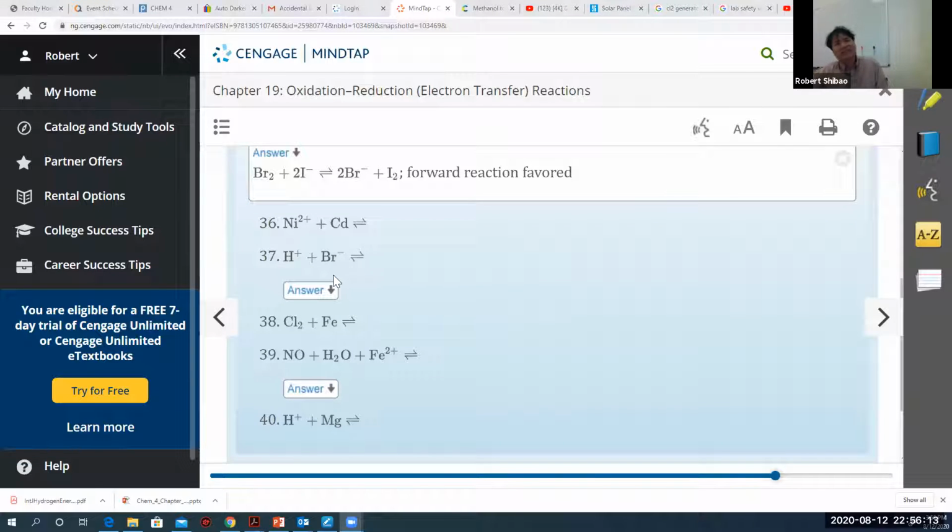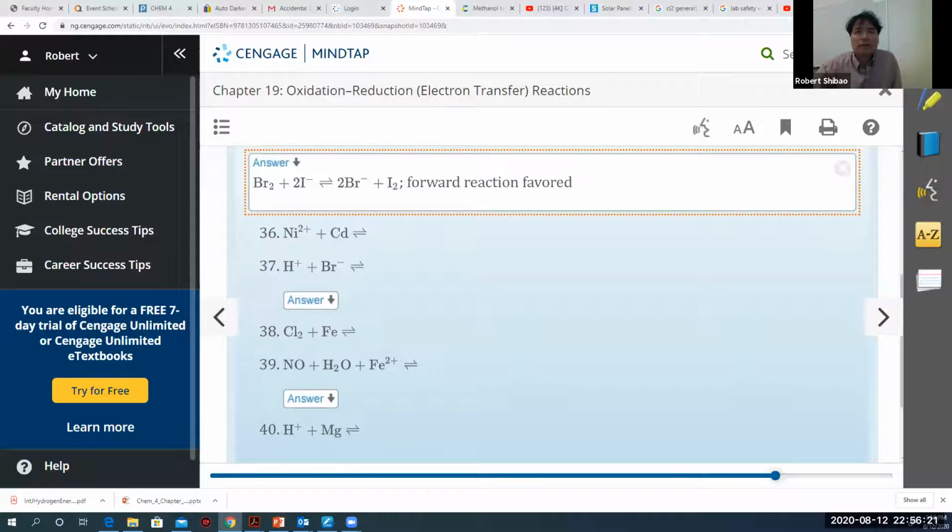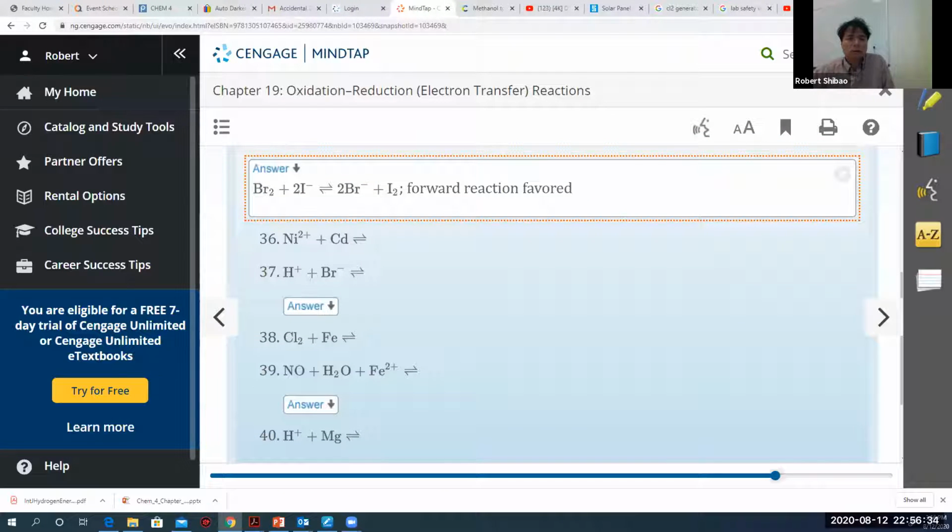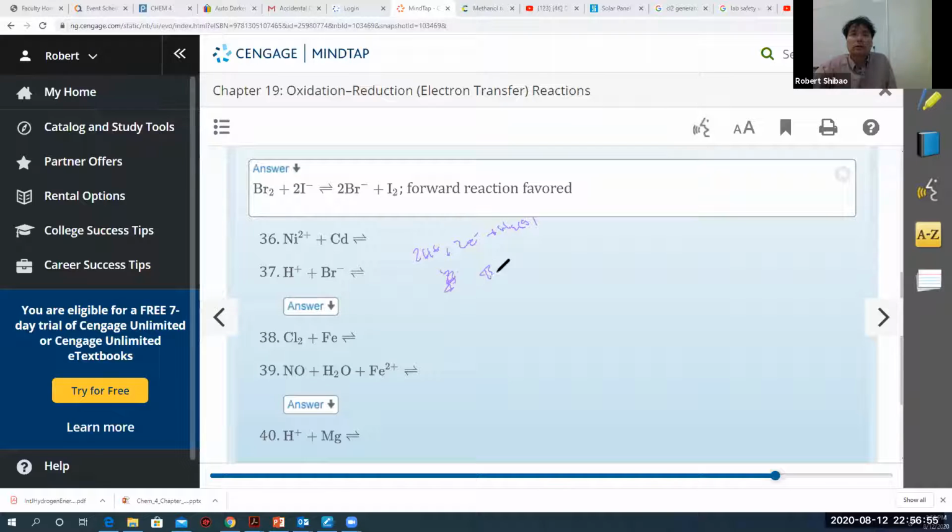H plus, bromide. So H plus is an oxidizer, bromide is a reducer. And so in this case, we would just set it up here, just off the chart. Off the chart, 2H plus 2 electrons goes to H2 gas. And bromide, actually, let me do that over here. 2 bromides goes to bromine plus 2 electrons. And then we can add those up. Then we can look for driving force. So this is redox we're looking at by the chart method.